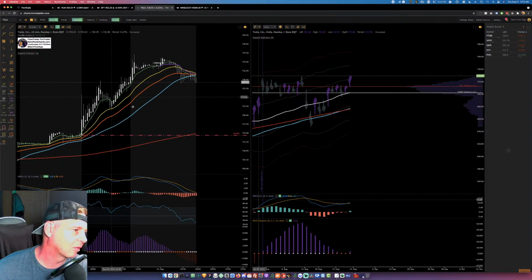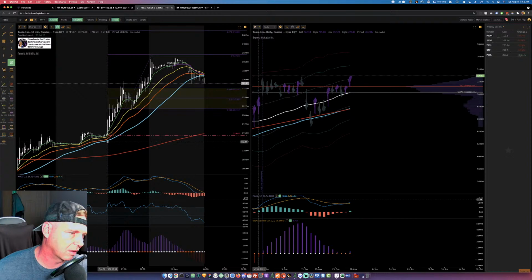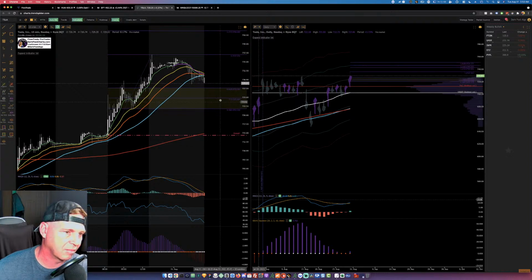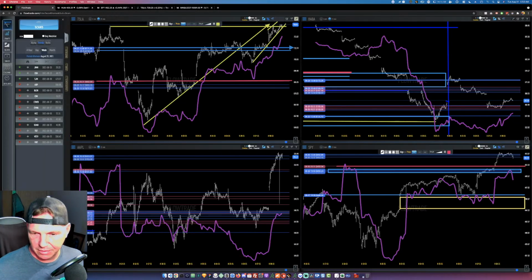So I don't know if we need to throw a fib on here and give Tesla a point to come back and test for support. Does Tesla come back to 725 for support? Possibly. If it breaks below 722, I will take the play from 722 to 715. Just know that. That will happen. All right, that was Tesla.